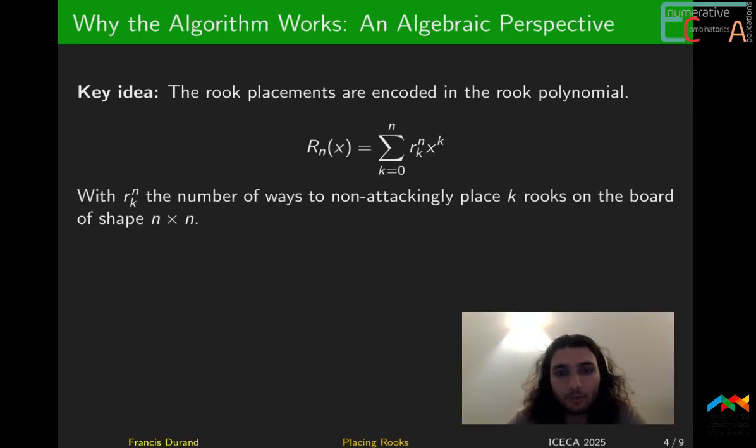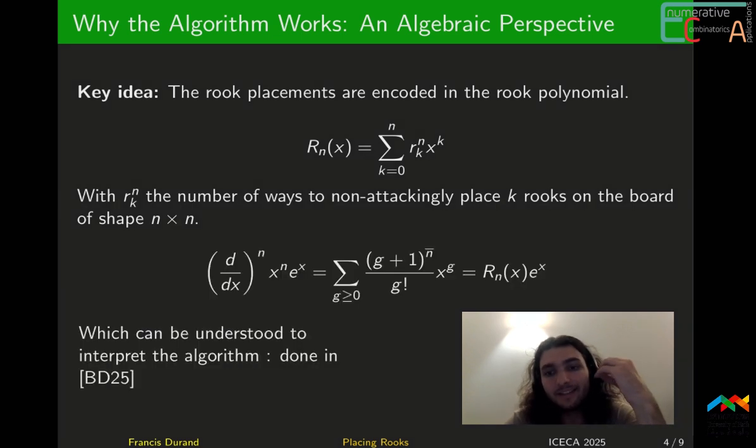What makes the algorithm work is a rather simple algebraic identity. There is a way of describing combinatorial structures with functions that are extendable in Taylor series. It is known as Joyal species theory. Within this theory, the rook placement can be encoded with the rook polynomials. Rn of x, the nth rook polynomial, is the sum of Rnk x to the k, with Rnk the number of ways to place k non-attacking rooks in an n-by-n chessboard.